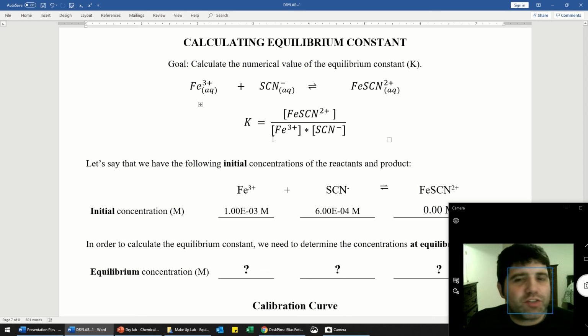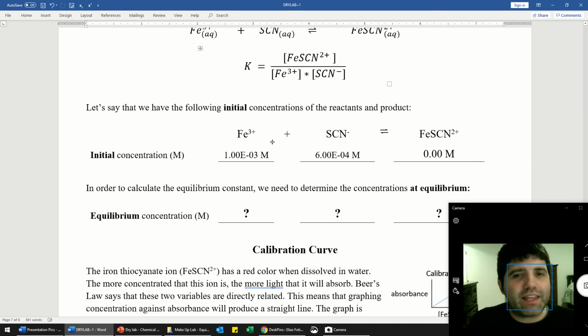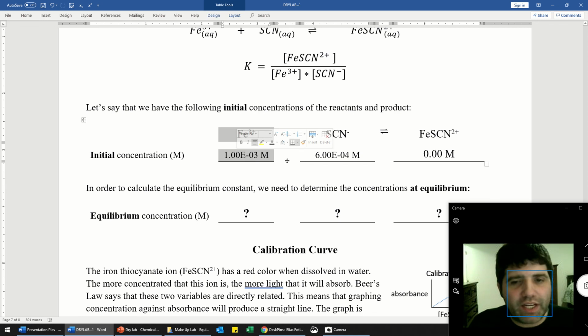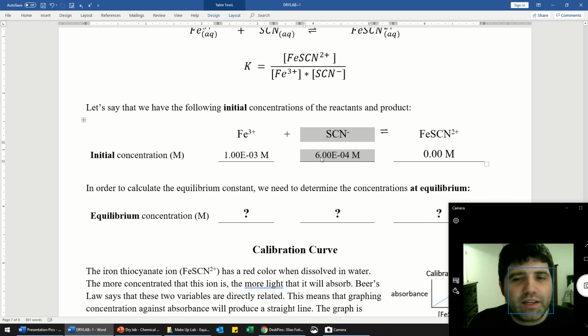Okay, so let's just start making up some numbers. Let's say that we have some starting concentrations. So we have a starting concentration of Fe3+ in molarity. We have a starting concentration of SCN- in molarity. And if you haven't seen this format before, this is just scientific notation. 6 times 10 to the -4. So these are decimals. And then we have no product at the beginning. So in order to calculate K, what we need are these three concentrations, but they have to be at equilibrium.